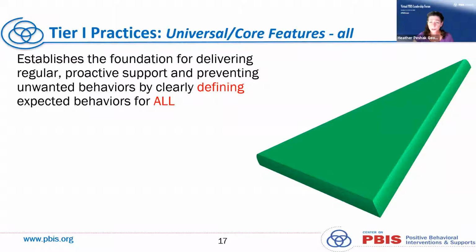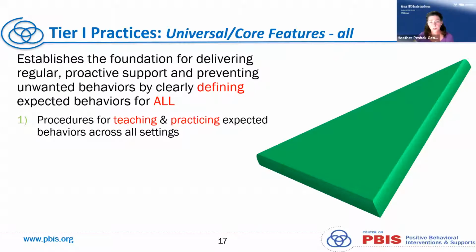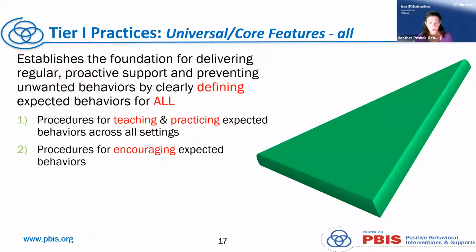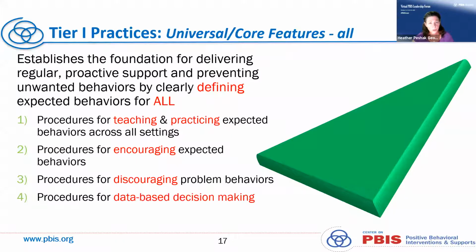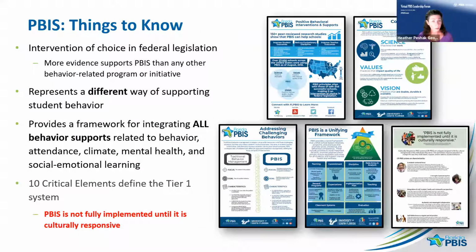So when we're looking at tier 1, we're talking about establishing that foundation. So it's these procedures for teaching and practicing expected behaviors across the settings. We're going to encourage the appropriate behaviors that we just taught. And we're also going to come up with procedures to discourage. Remember, we're going to try to prevent as much as possible from happening. We're going to use our data for decision making, and then we need to get families aware and involved in what we're doing, because they can also help support, for example, being respectful at home and what that might look like.